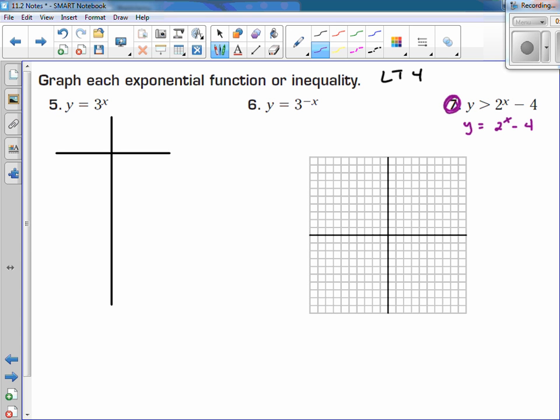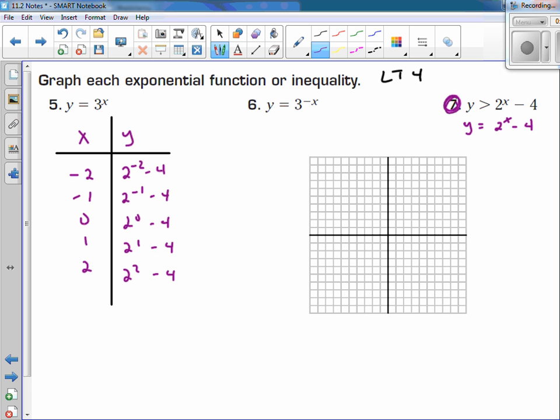So if you make a table of values, you want to choose some negatives, some positives, and you're going to fill their x values in with those. So we'd have 2 to the negative second minus 4, 2 to the negative first minus 4, and so on and so forth.